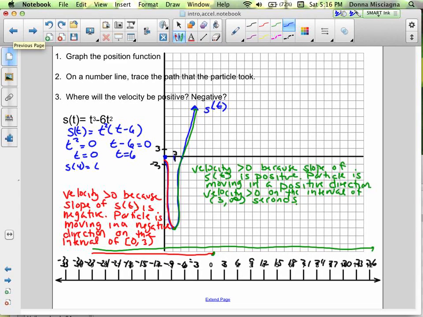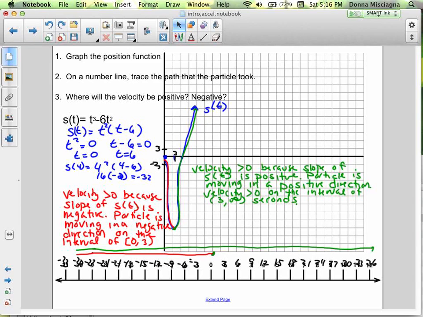Actually, let's plug it into this one. So 4 squared times 4 minus 6. That's going to be 16 times negative 2, so that would be negative 32. So at negative 32 we actually turned around. That means we were moving in the negative direction a little longer than we realized before we turned around and went in the positive direction.